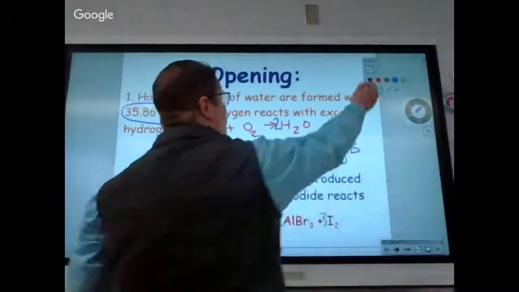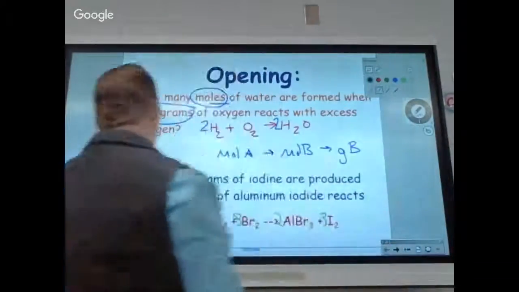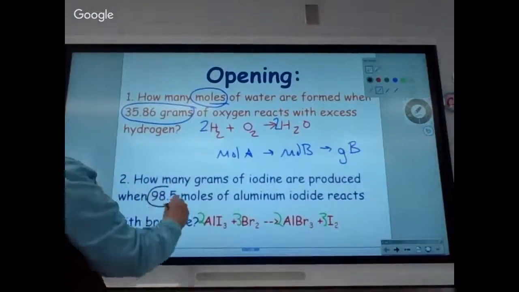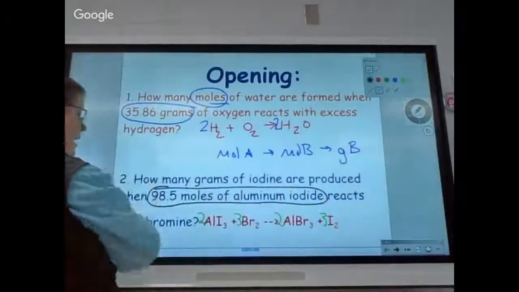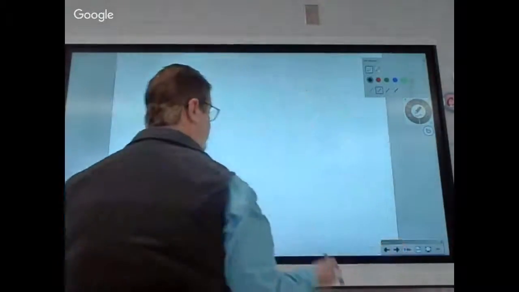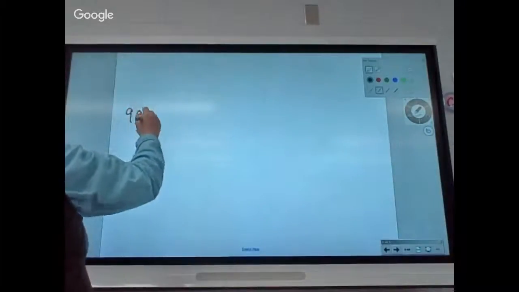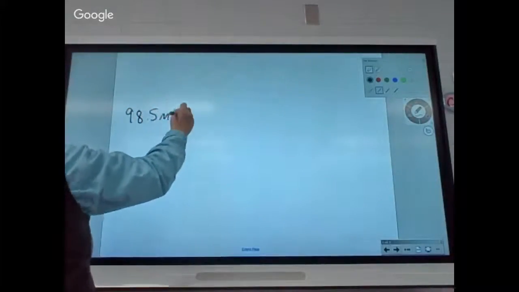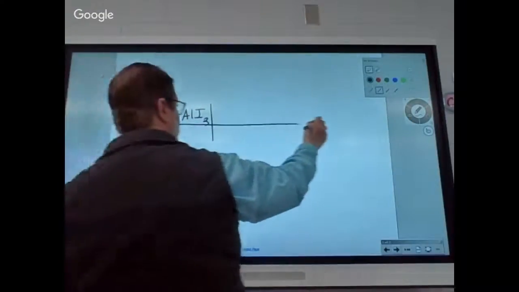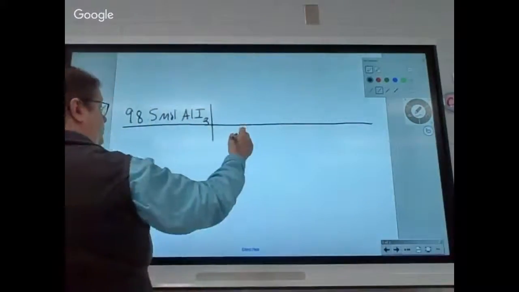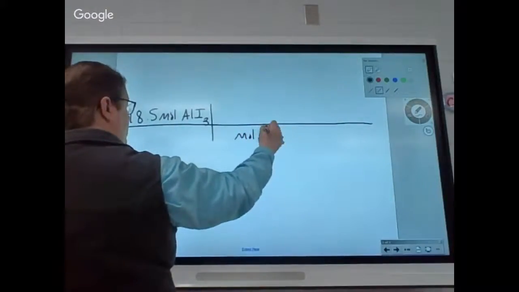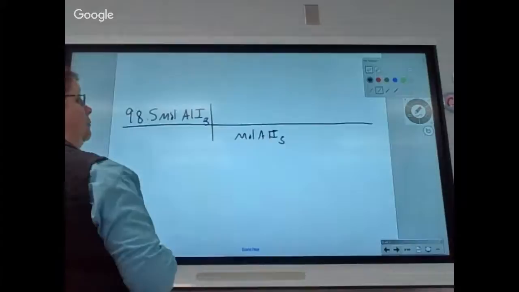All right, so what's my given data? 98.5 moles of aluminum iodide. So I have this one. Okay, 98.5 moles of aluminum iodide, AlI3. What goes on the bottom? All right, what is going on top?